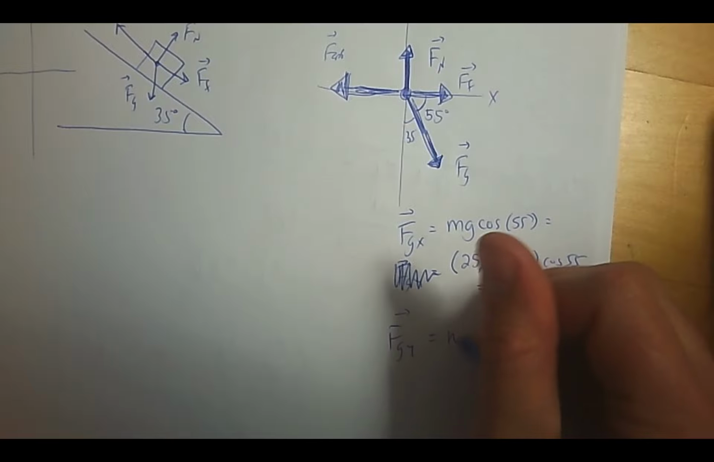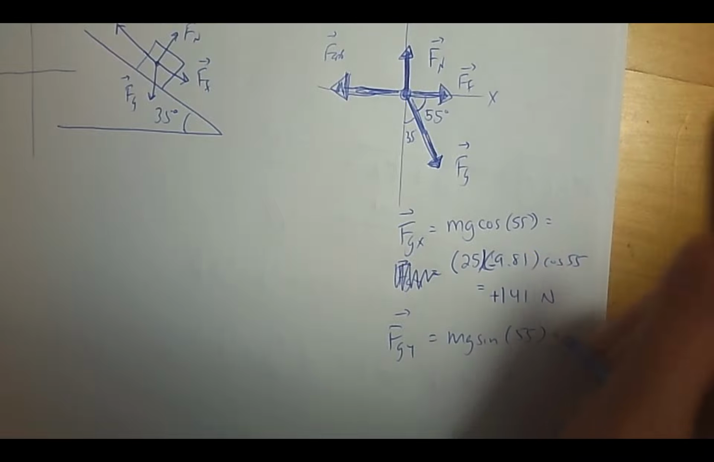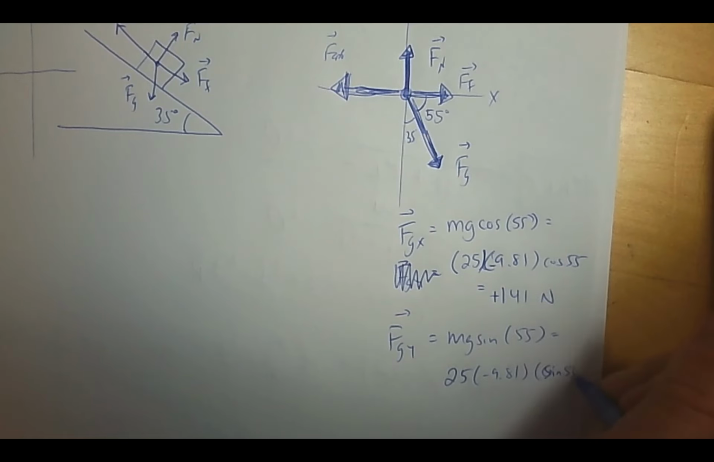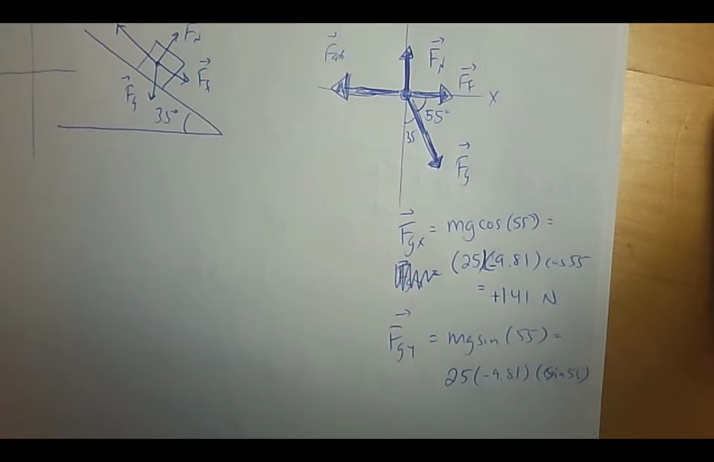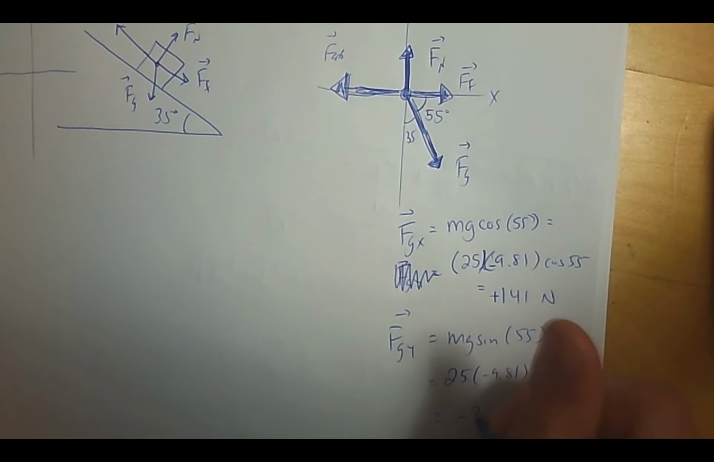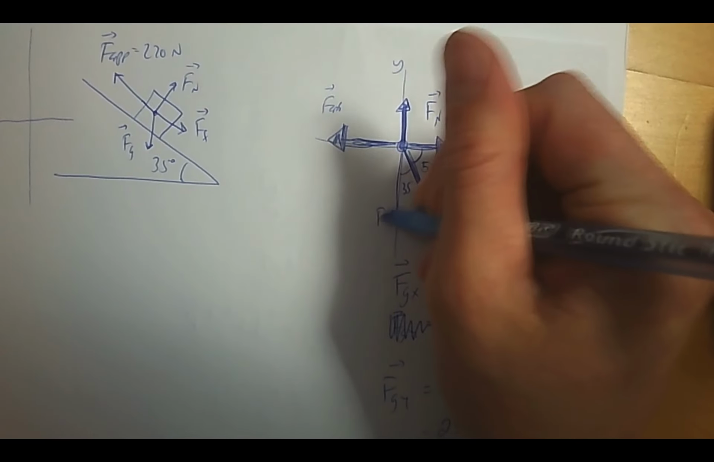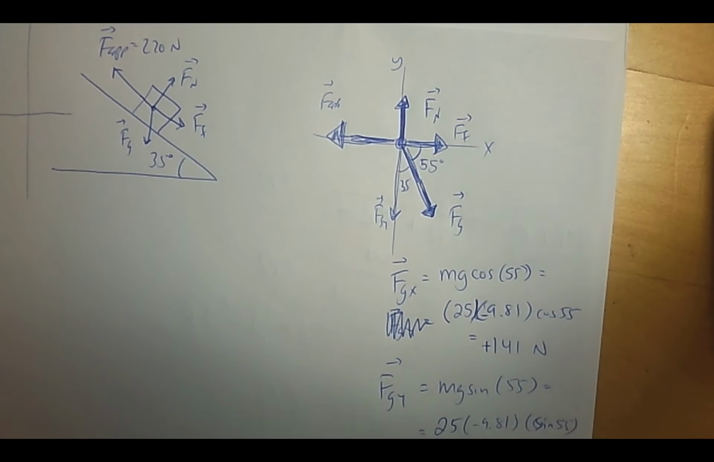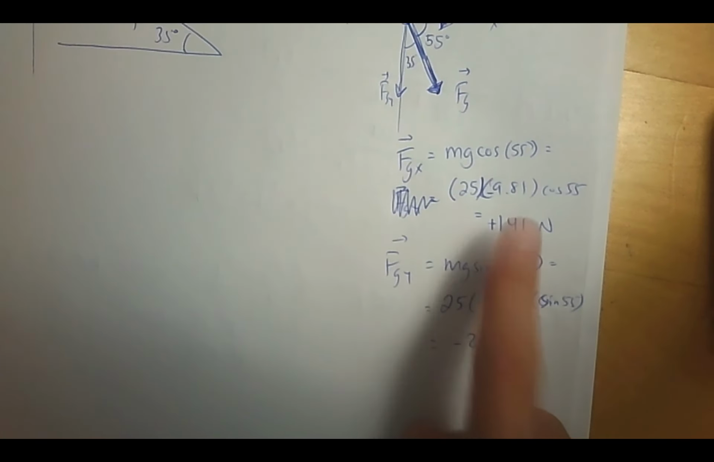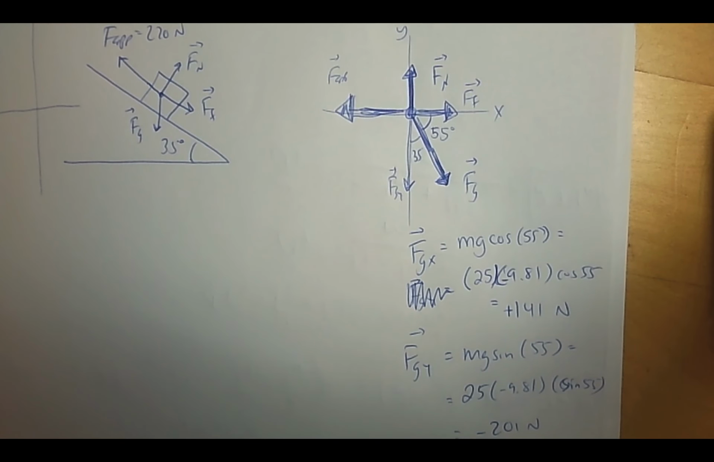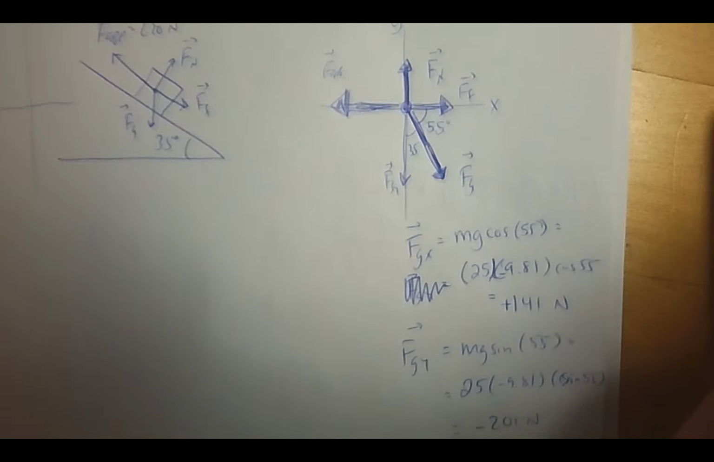Now, the y component of my force gravity is going to be mg sine of 55. So that's going to be 25 times negative 9.81 times the sine of 55, which is negative 201 newtons. And my y component of gravity is pointed down, right? That's my y component, so it should be negative. So now I have my x and y components, which will be useful when I go ahead and solve for different quantities. So my question is asking me to find the normal force.